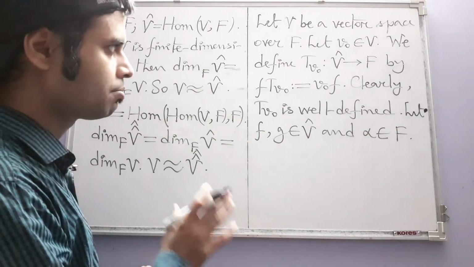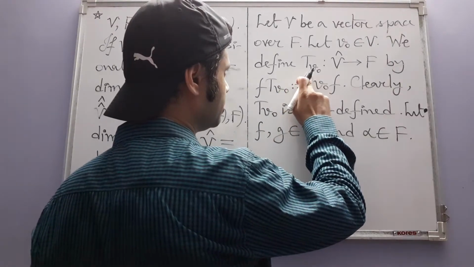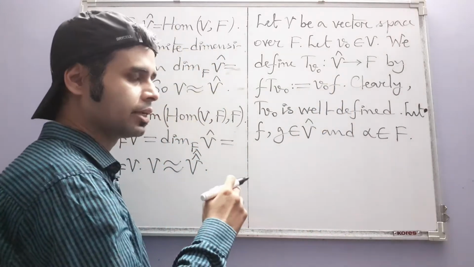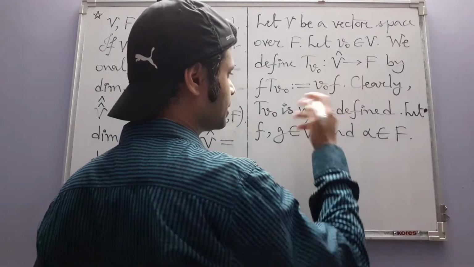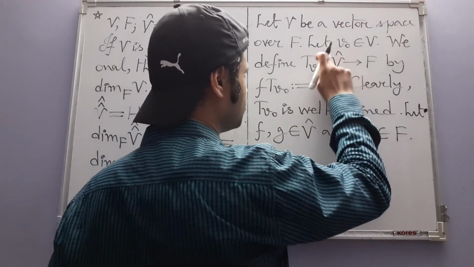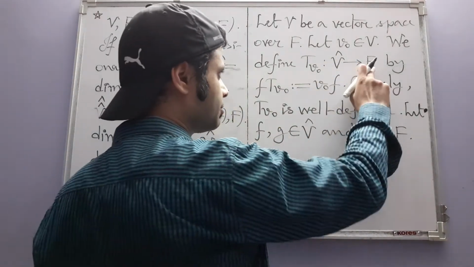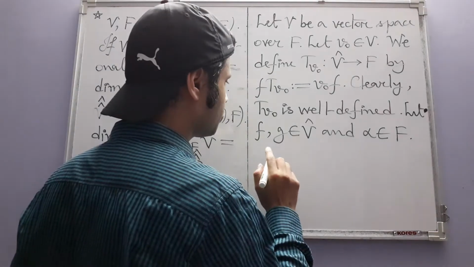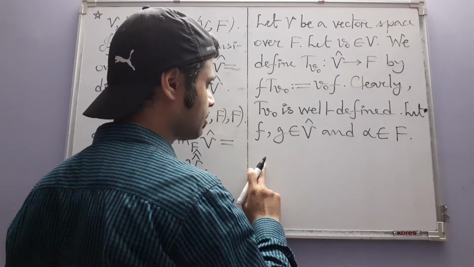What we are now planning to do is we want to show that this t v naught is actually itself a linear transformation. That means it's a homomorphism. We can ask whether it's a homomorphism or not, and that makes sense because v hat itself is a vector space over f, and f of course is also a vector space over f. So first of all, we need to check that t v naught respects addition.